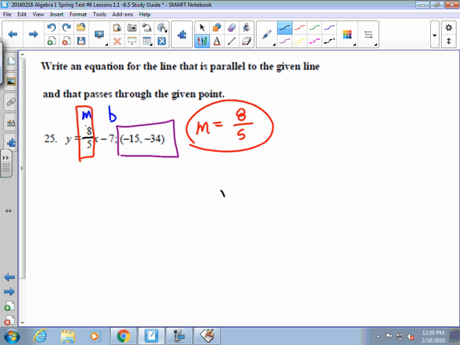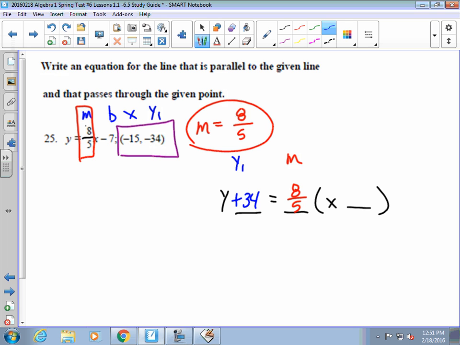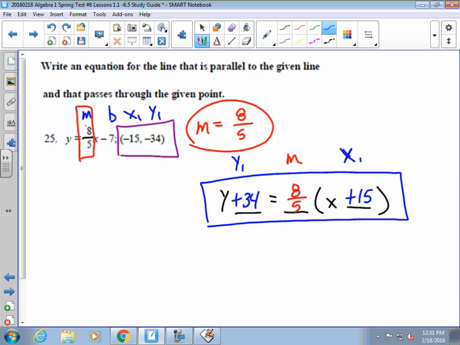So we'll write point slope form again. Y minus y sub 1 equals m times x minus x sub 1, and we'll plug in everything we need. In place of m again, which goes here, we'll plug in 8 over 5. In place of y sub 1, this one here, negative 34, y sub 1 goes here. We'll plug in the opposite, positive 34. And in place of x sub 1, which goes here, we'll plug in the opposite of what it says for x sub 1. It says negative 15, positive 15. Y plus 34 then is equal to 8 over 5 times x plus 15. And that is point slope form.